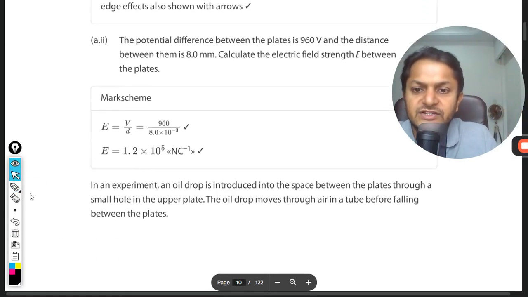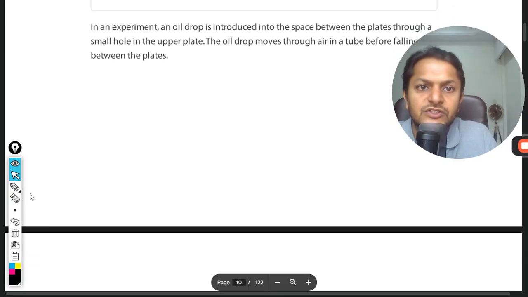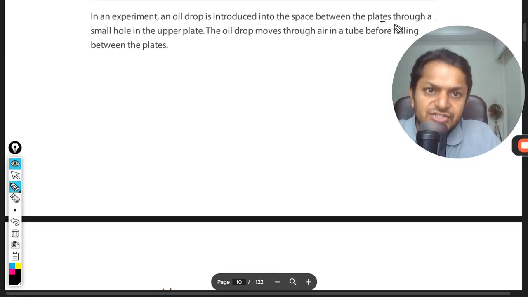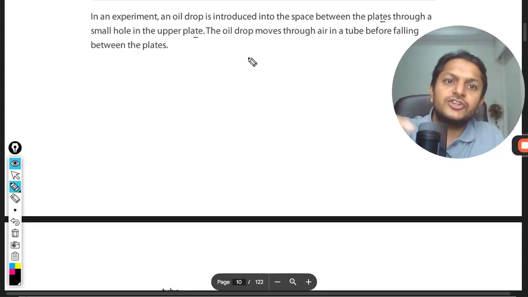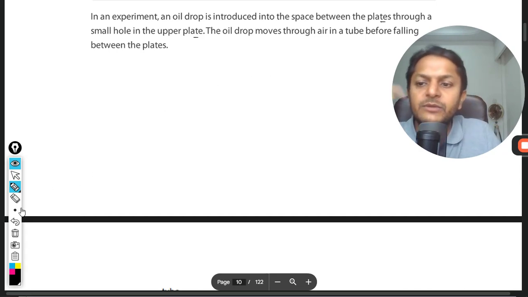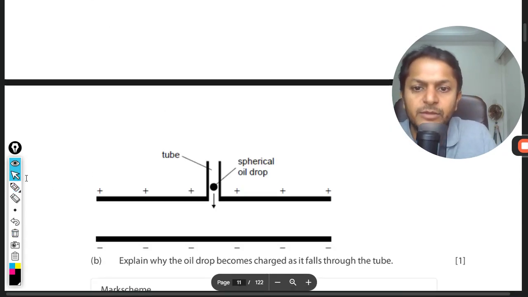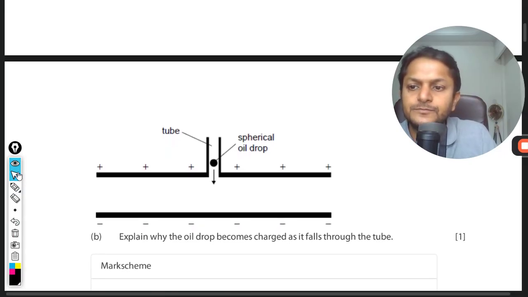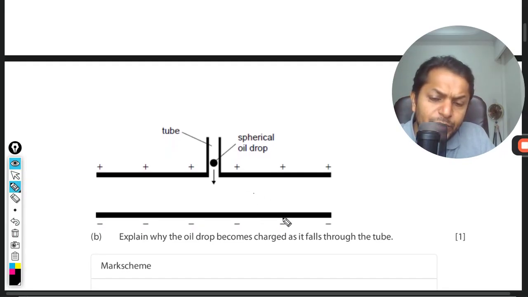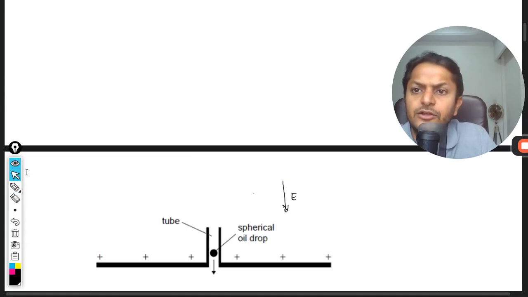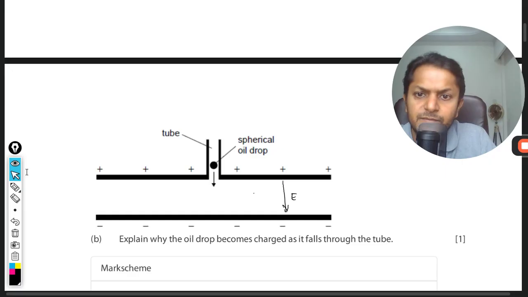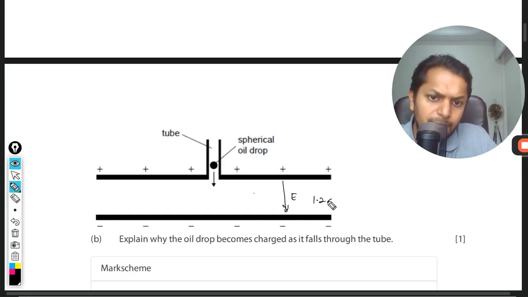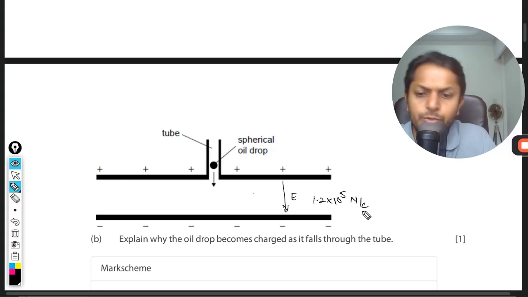Now moving next. In an experiment, an oil drop is introduced into the space between the plates through a small hole in the upper plate. The oil drop moves through the air in a tube before falling between the plates. So let me show you the diagram here. This is what is happening. These are the two plates here, and of course the electric field is created, the value of the electric field being 1.2 × 10^5 newton per coulomb.